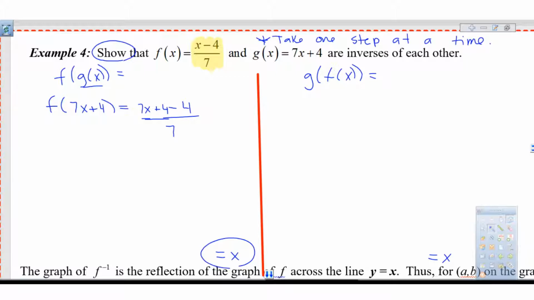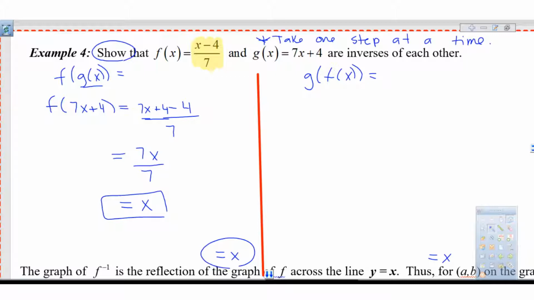So anyway, okay, everybody in the room tell me, can I cancel my 7s right now? Yes or no? No, I can't. But what can I do? My 4s, right? So then I have 7x over 7 when those 4s go away, and the 7s cancel, I get an x, and I'm good.